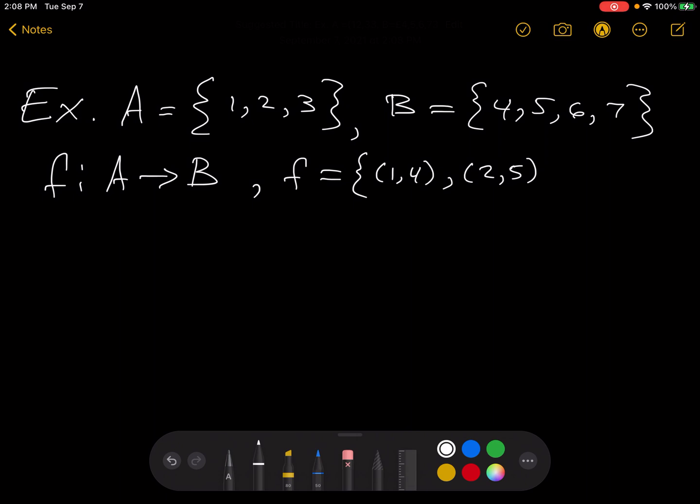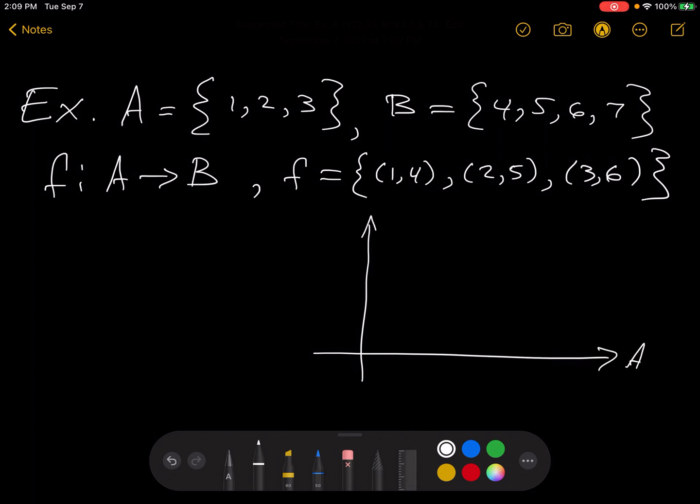(2, 5), and (3, 6). Now we could ask, is this relation a function? And so to tell that, we could look at the graph.